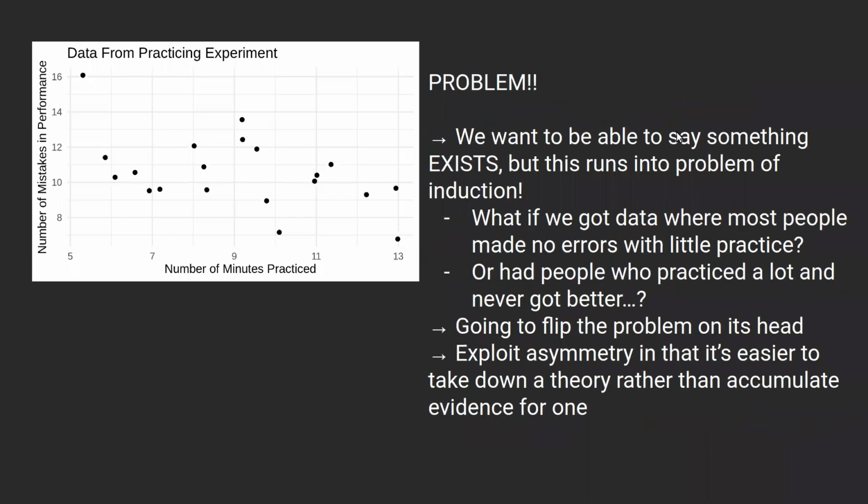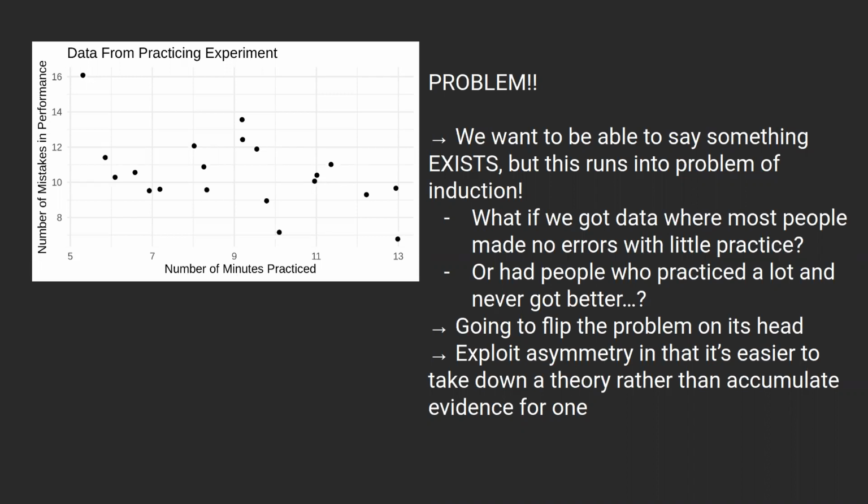So what is our problem? We want to be able to say that something exists, right? But this is running into our problem of induction, which we talked about before. We could have scenarios where we ran an experiment where people made no errors with little practice, or people who practiced a lot never actually got better, which is something that I think a lot of people who practice sometimes feel is the case. You work and work and work, and it doesn't feel like you're actually getting better.